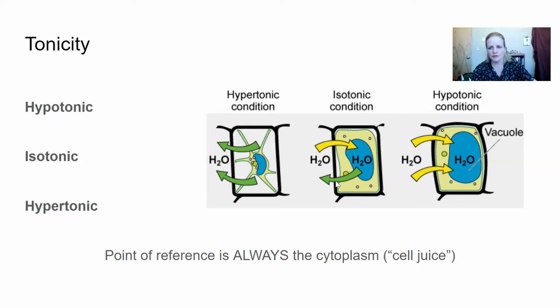An isotonic condition is where the concentration of the solutes on the inside of the cell are the same as the outside of the cell, and so water movement is at equilibrium. We still have water movement, it's just the water coming in and the water going out are the same.